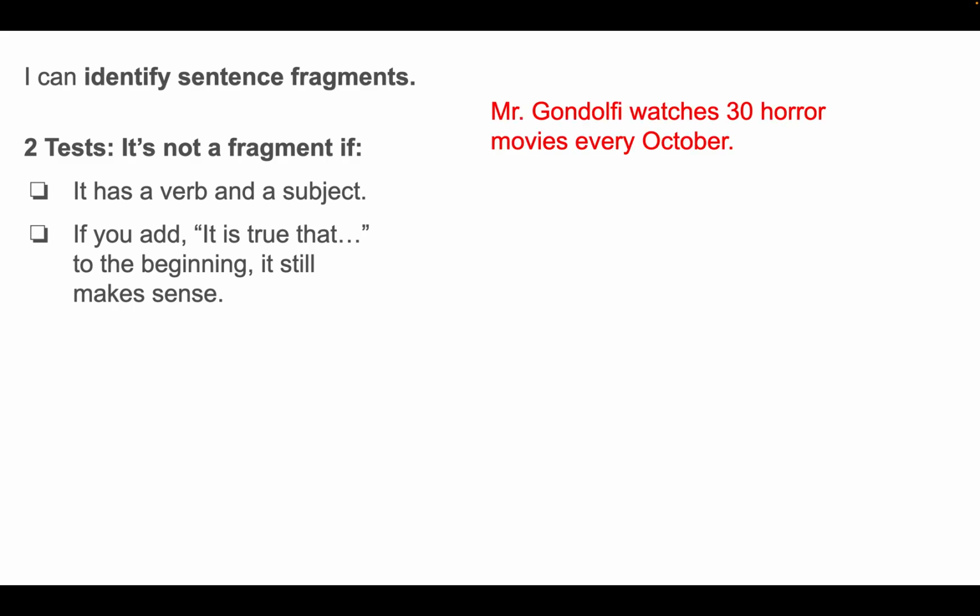Mr. Gandolfi watches 30 horror movies every October. Let's try the first test. Can you spot the verb, the action word, or the state of being word? If you chose watches, that is the verb. Now, the subject is who or what does the verb in the sentence. So who or what watches 30 horror movies every October? See if you can spot the subject. If you said the subject is Mr. Gandolfi, then you would be correct. So we know that this text has a verb and a subject, therefore it passes our first test.